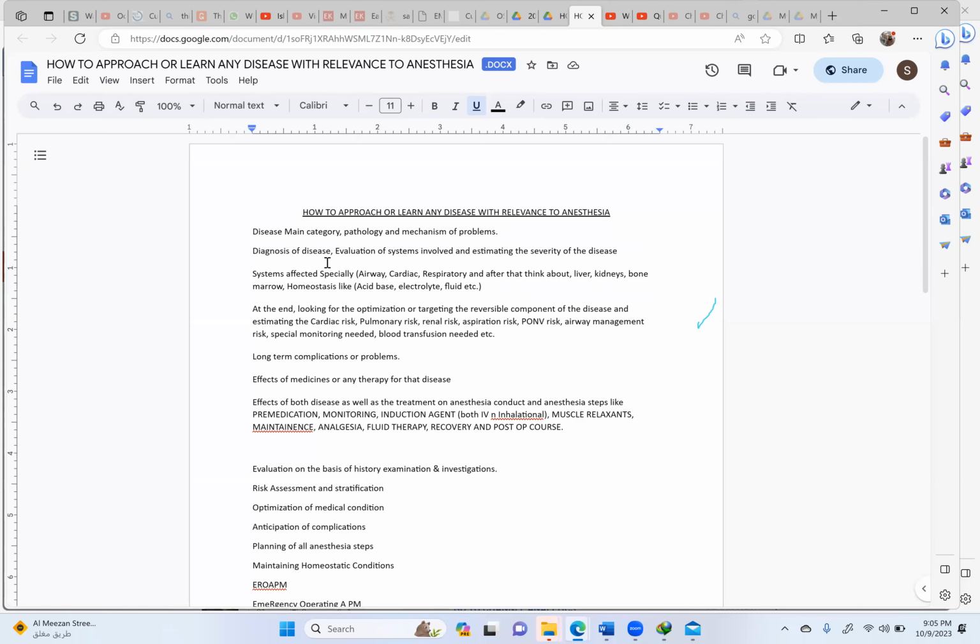I will be evaluating the patient on the basis of history, examination, and relevant investigation. What is the reason to do this? To see the severity, to see the organs involved, to see the end organ damage, and how it will affect anesthesia management and how much optimization I can get. Okay, the same thing I have written here: evaluation on the basis of history, examination, and investigation. Risk assessment and stratification.